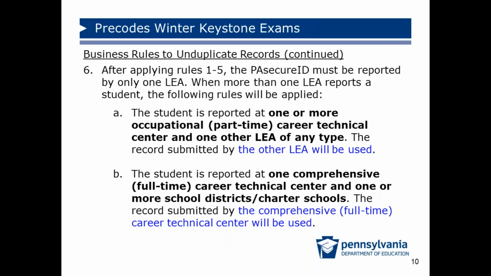After applying rules 1 through 5, the PA Secure ID can only be reported by 1 LEA. So if a student is reported by 1 or more occupational or part-time CTCs and 1 other LEA of any type, the record submitted by the other LEA will be used. If a student record is submitted by a comprehensive or full-time CTC and 1 or more school districts or charter schools, the comprehensive full-time CTC will receive their Precode label.